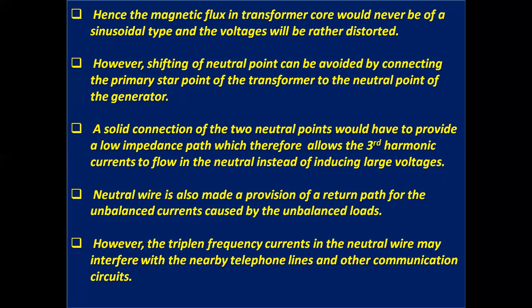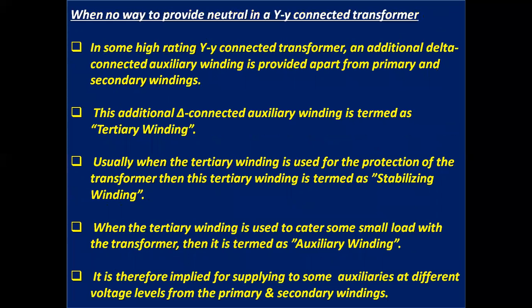The neutral wire also provides a return path for the unbalanced currents caused by unbalanced loads. However, the triplen frequency currents in the neutral wire may interfere with nearby telephone lines and other communication circuits.